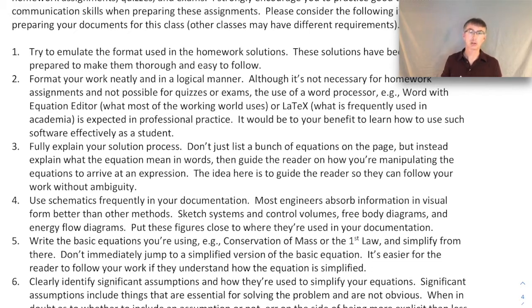As far as quizzes and exams, there's a lot of flexibility. Those are timed events. You're under a lot of pressure. We don't really expect perfect communication skills in those environments. But when you do homework, you have a lot more time. We do expect you to do a good job communicating your solution analyses when you do the homework.